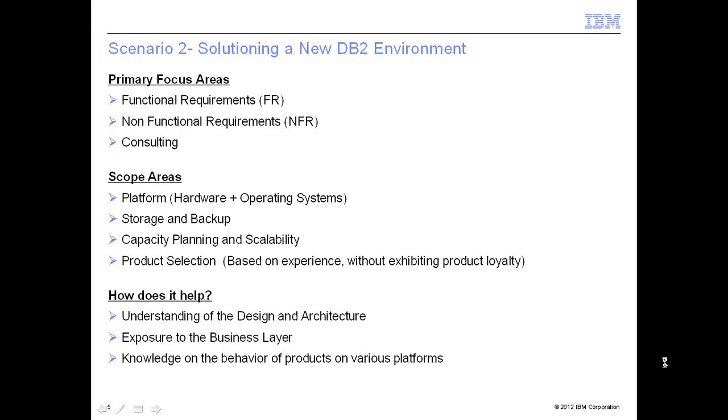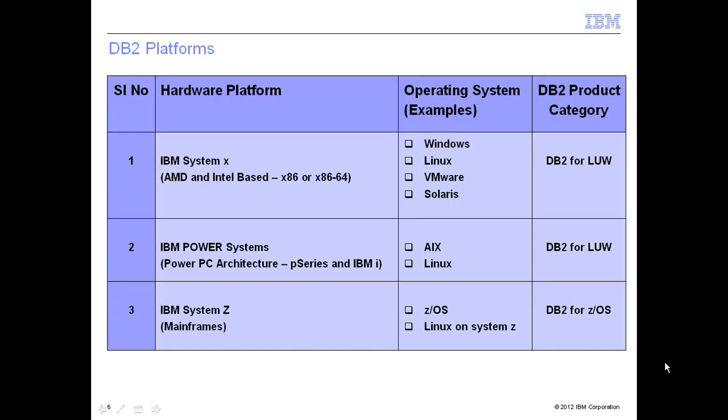Moving on to slide number 6. So this is a table which gives you an idea about the simplest categorization of DB2 for various platforms. You see 3 rows over here. The first row is IBM System X, which we call the X series, where we can load Windows, Linux or VMware or Solaris. These are just examples. You could have more than these as well. The second row is IBM Power Systems, which consists of the P series and IBM i, where we load AIX and Linux. So these two are the categories which are called DB2 for LUW, where LUW stands for Linux, Unix and Windows.